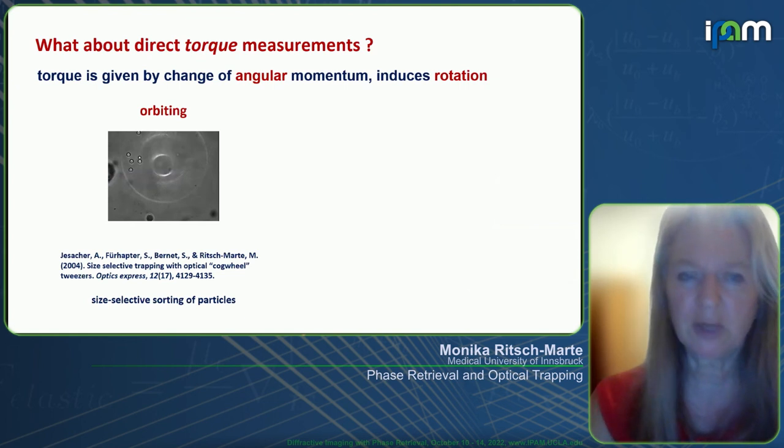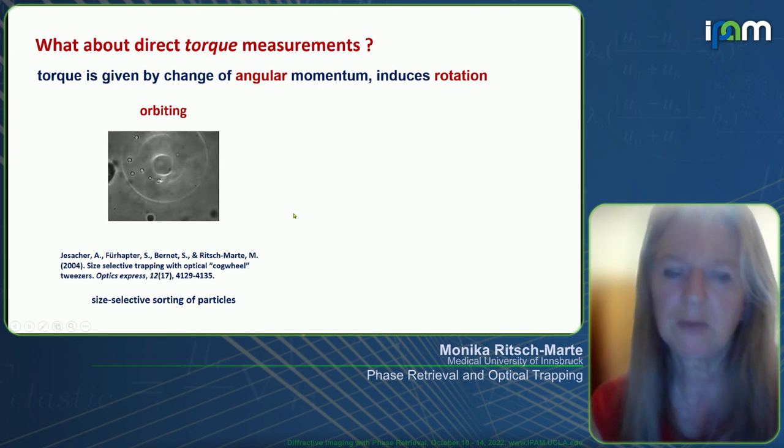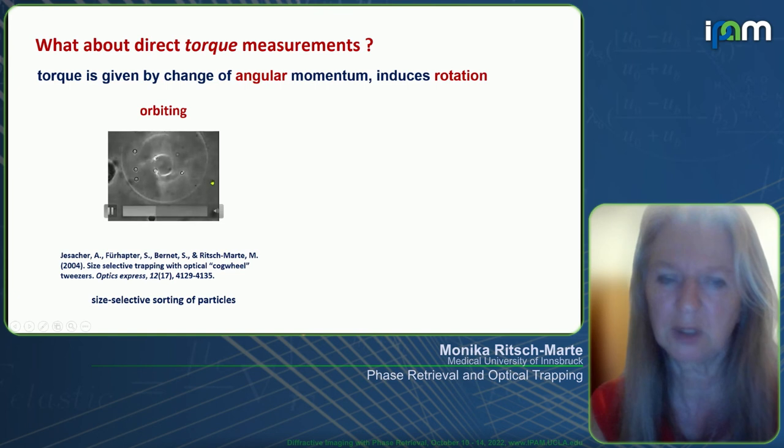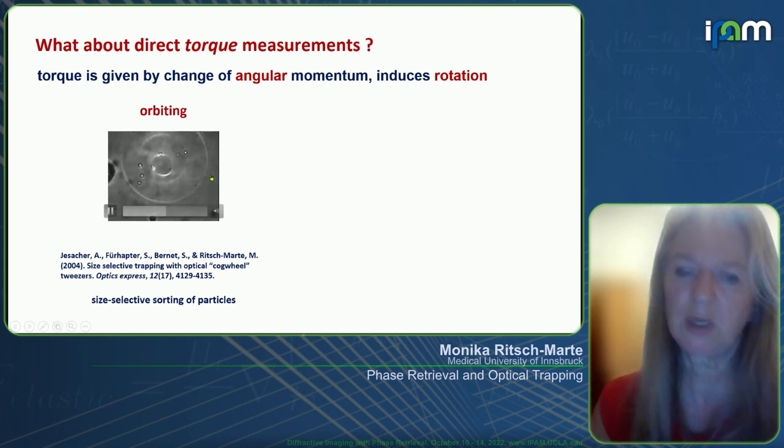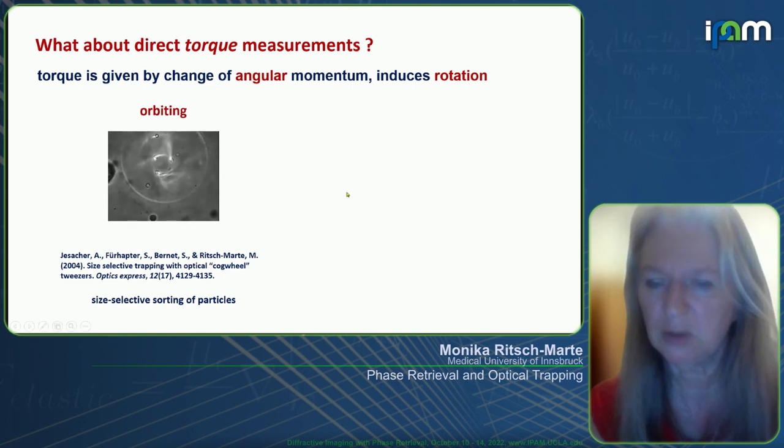Now, how about direct torque measurement? As you know, there is also optical torque that can be applied. Beads can be put into orbiting. They can be given orbital angular momentum with this ring laser. They've been pushed around by the orbital angular momentum.